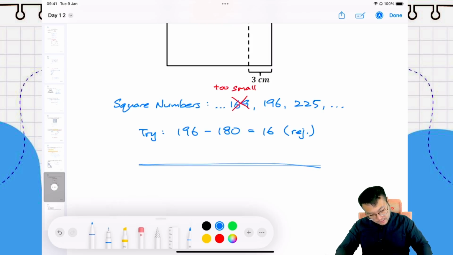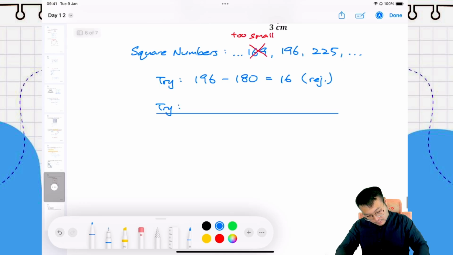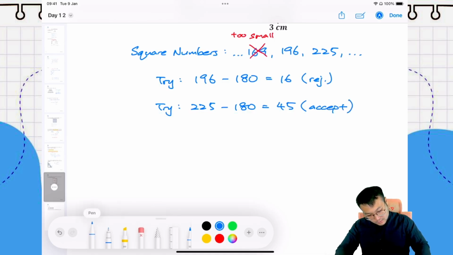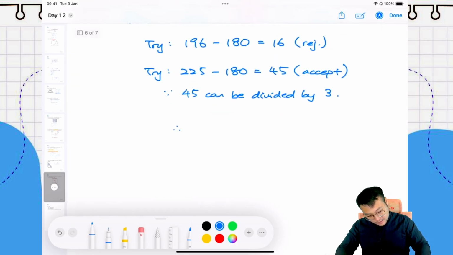Then could it be 225? 45, there's a possibility. Do you think 45 can be divided by 3? Yes. Okay, because 45 can be divided by 3. Therefore, what is the side length of this square? 10. Therefore, the side length equals 45 divided by 3.